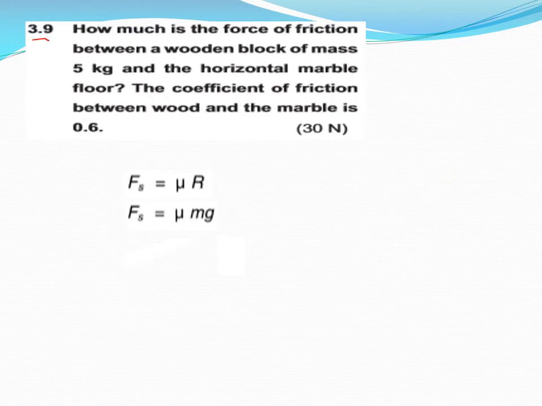Numerical 3.9. How much is the force of friction between a wooden block of mass 5 kg and the horizontal marble floor? Here you are noticing that there is a marble floor and a wooden block is placed over it. Suppose this is the wooden block, and you are noticing that the surfaces of wooden block and marble floor are just touching each other, means there is a friction. So coefficient of friction is 0.6.